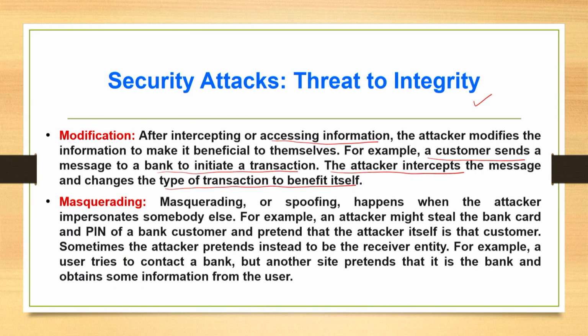Masquerading is another threat to integrity. In this, the attacker impersonates somebody else. For example, an attacker might steal the bank card and PIN of a bank customer and pretend that the attacker is that customer. Sometimes the attacker pretends to be the receiver entity instead. For example, a user tries to contact a bank, but the other side pretends that it is the bank and obtains some information from the user.